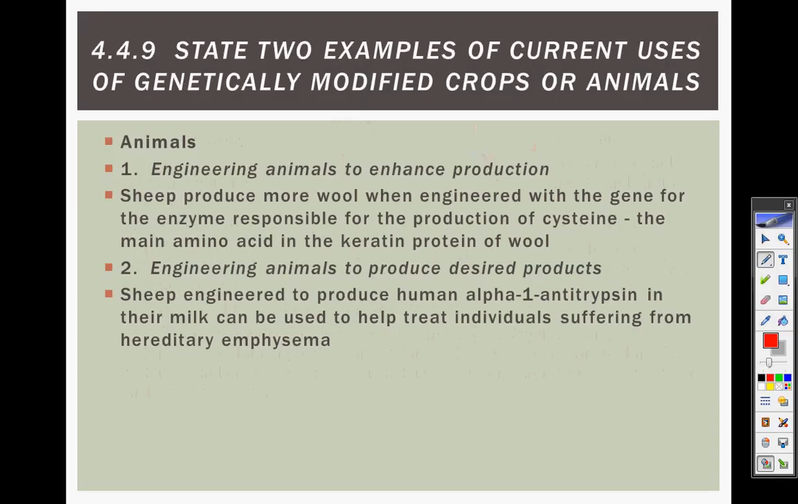All right, and then a couple animals I have talked about here. Engineering animals to enhance production. Sheep produce more wool when engineered with the gene for the enzyme responsible for production of cysteine, the main amino acid in the keratin protein of wool. And the other one I talked about was sheep engineered to produce human alpha-1 antitrypsin in their milk, which can be used to help treat individuals suffering from emphysema.